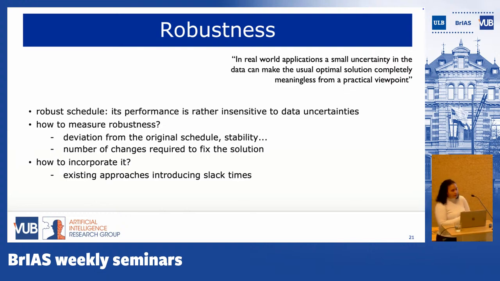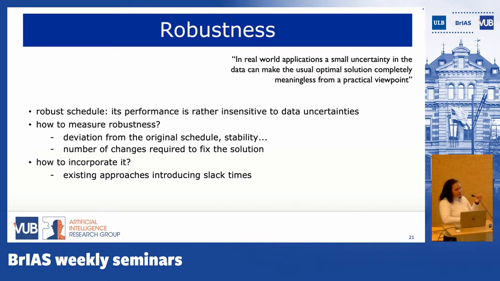In real world applications, something we know is that small uncertainty in the data can make the usual optimal solution completely meaningless from the practical point of view. So we wanted to check, for robust scheduling, how we can get a schedule that is prepared for something that could happen. How can we measure robustness, or how can we incorporate it? Those were the main questions we had at the beginning.